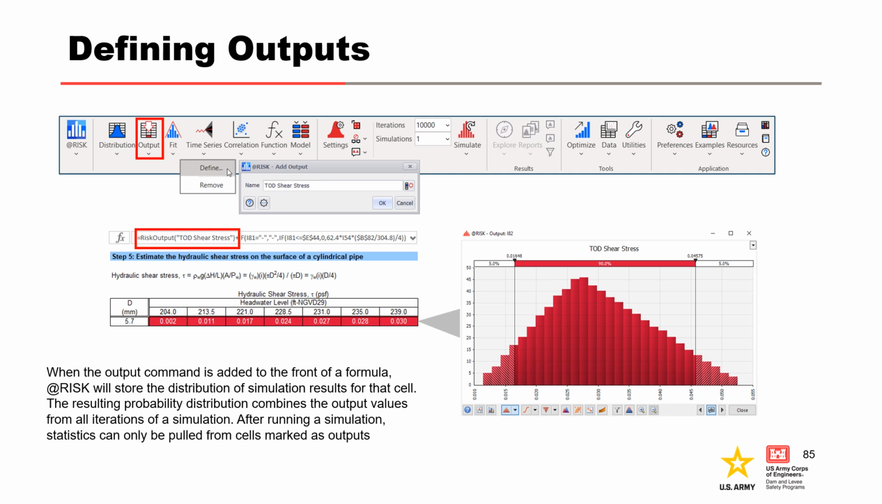@Risk will run all the input distributions you create, but will only store the data for later use from cells marked as outputs. Highlight the cell you want to mark as an output, then click Output and choose Define. @Risk will give you the option to name your distribution. You do not have to name each output cell, but it can be helpful later when reviewing the results. When you click OK, the output command will be added to the front of a formula, and @Risk will store the distribution of simulation results for that cell. After running a simulation, statistics can only be pulled from cells marked as outputs.